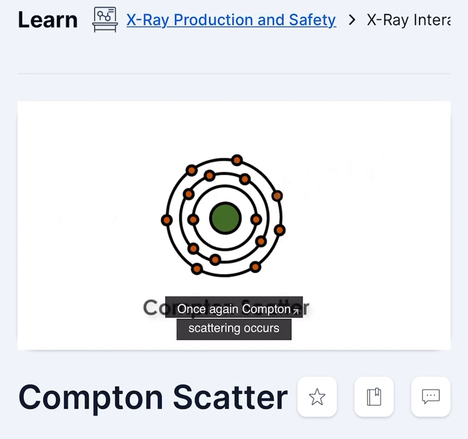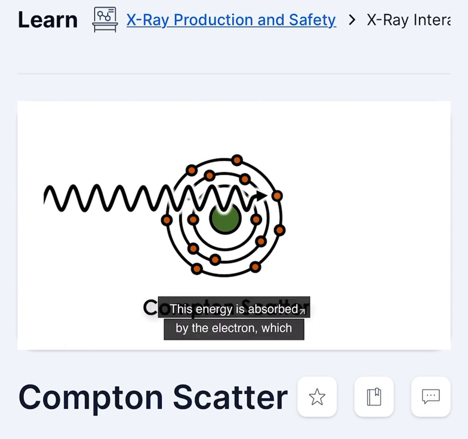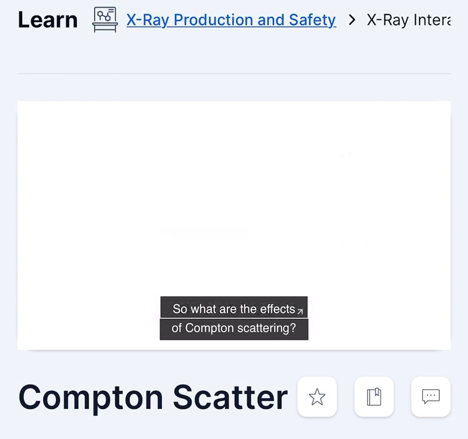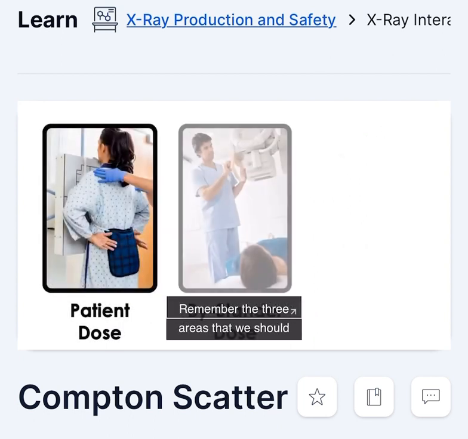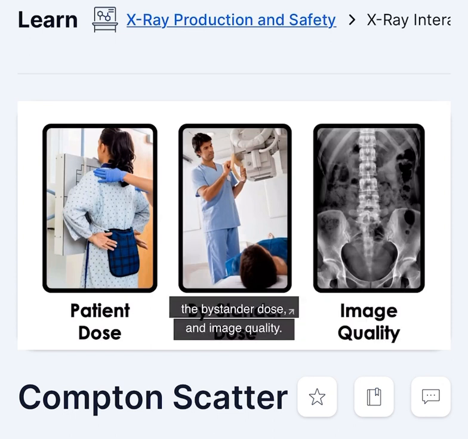Once again, Compton scattering occurs when the incoming photon interacts with an outer shell electron. This energy is absorbed by the electron, which causes it to be knocked out of its orbit. At the same time, a scattered photon is also created. So what are the effects of Compton scattering? Remember the three areas that we should be concerned with: patient dose, the bystander dose, and image quality. Compton scattering affects all three areas, and none of these effects are good effects.